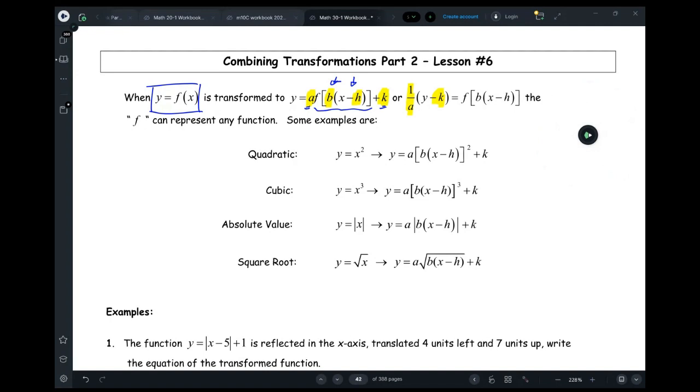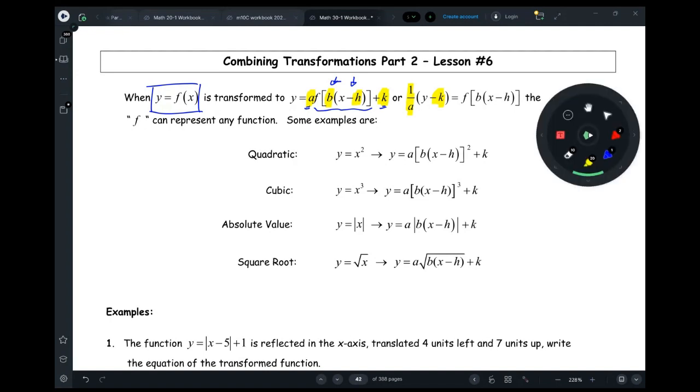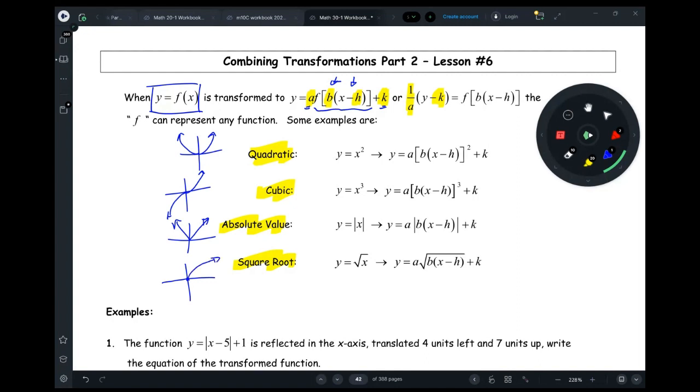Additionally, you've got your quadratic function, your cubic function, absolute value, square root. And remember what these look like. Your quadratic, if you don't do anything to it, is going to look something like that. Your cubic is going to look something like this. The absolute value has this very obvious V shape to it. And then the square root looks something like that. It swoops out like this.